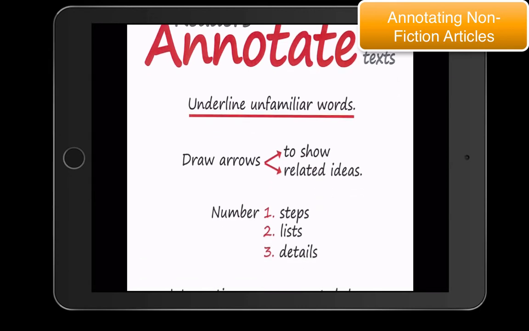I would also want you to draw arrows to show related ideas. So if you feel like, hey, they talked about that in the first part, maybe draw an arrow and say this has been mentioned already, or maybe they're talking about different aspects of the article. Different aspects of what they're talking about are being discussed at the beginning and the end, so just make notes to yourself.